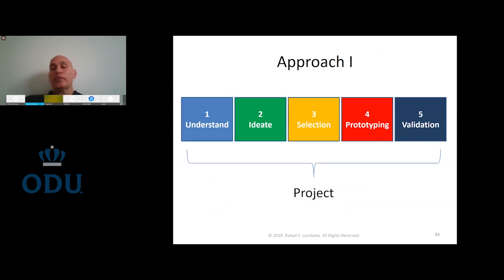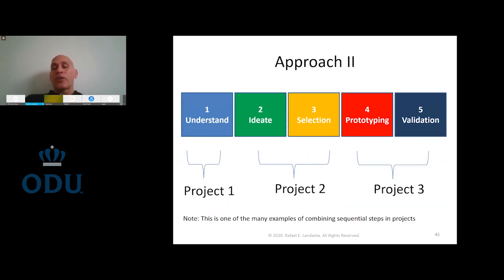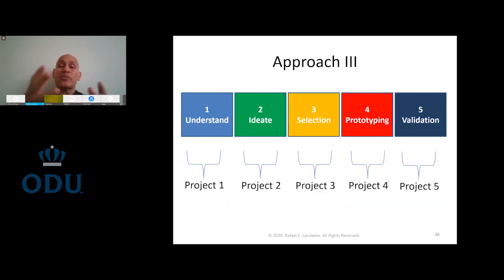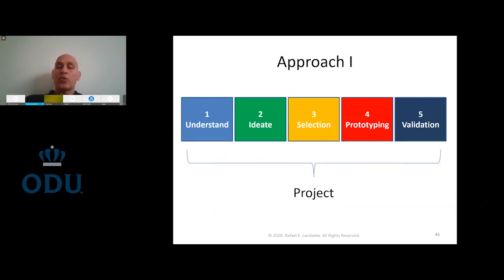So approach one is a full design thinking project. You go all the way from understanding to validation, and we call that a project. Or understanding becomes one project, ideation and selection another project, and prototyping and validation another project. Or each of these is its own project. And remember, a project is what? A temporary organization with a team, with objectives, and with a time constraint. So you may actually have different teams doing different phases of design thinking, depending on how you actually do it.